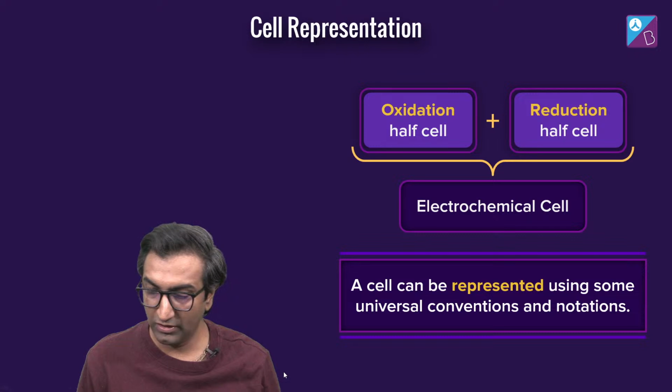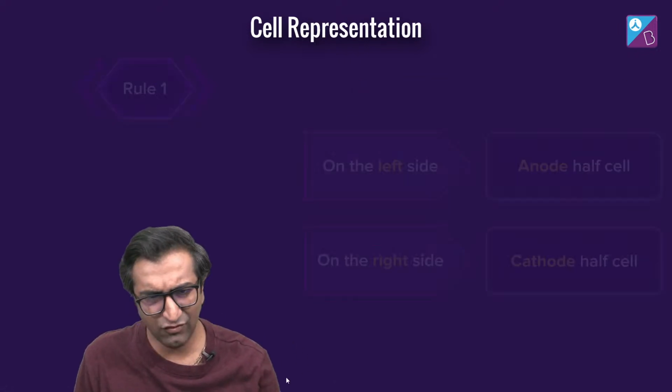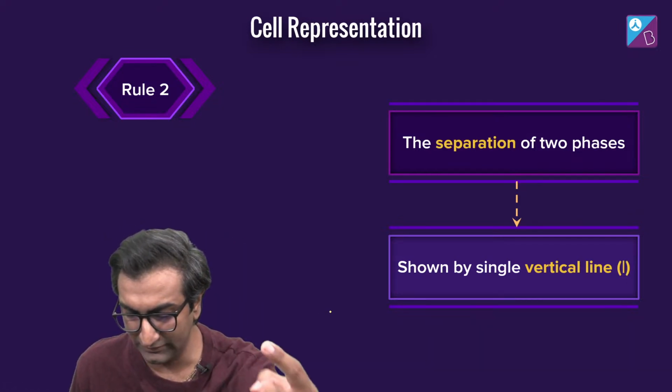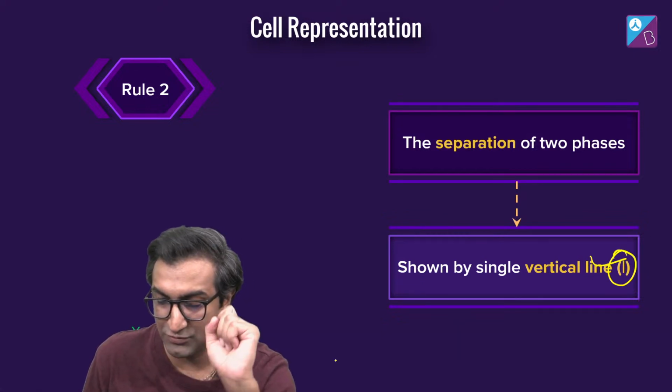Okay. So this is the notation. Left side में होगा anode half cell, right side में होगा cathode half cell. If you have any doubt on this, please pause me and ask me. But I think this is something you are familiar with. But we need to go over this. This is important. Okay. What is the meaning of this vertical line जो आप बीच में देखते हैं?